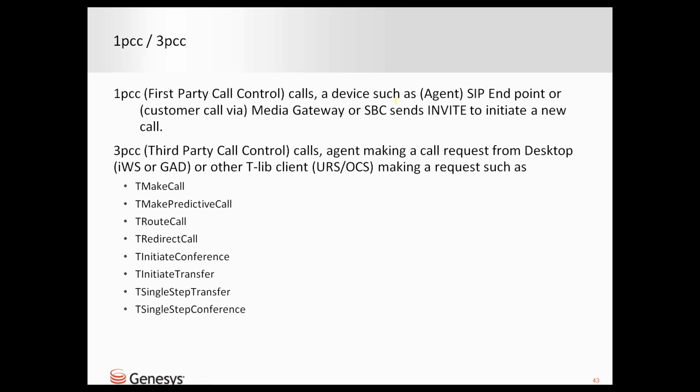And if you have 3PCC, third-party call control, this is when you get different requests from other TLib applications. It can be IWS, or GAD, or URS, or OCS, and they are going to send the request. For example, we have many, and some of them are here: TMakeCall, TMakePredictiveCall, TRouteCall, TRedirectCall, TInitiateConference, TTransfer. These are 3PCC requests. When you are investigating any SIP server issue, the first thing is to see whether it is a 1PCC or 3PCC. If it is a 3PCC request, you need to dig deeper into the DN options that were configured.